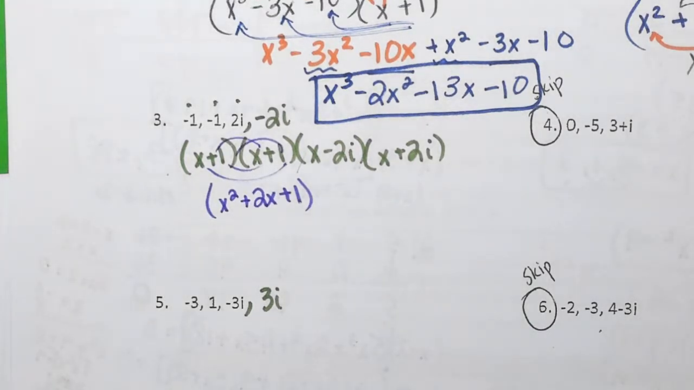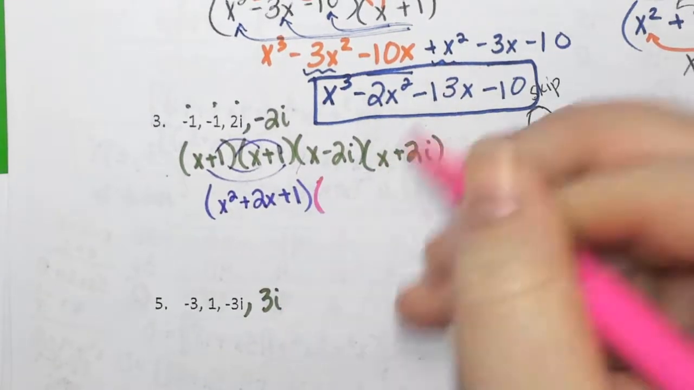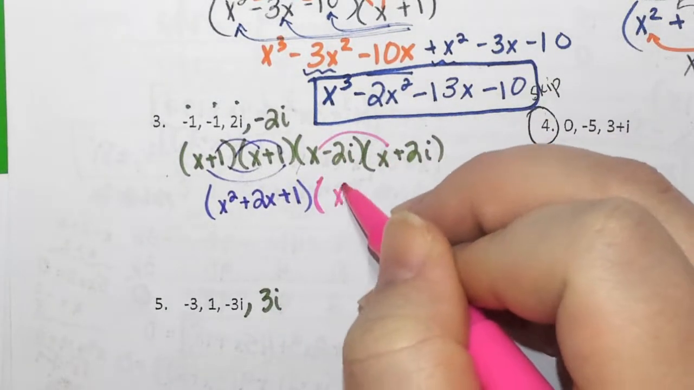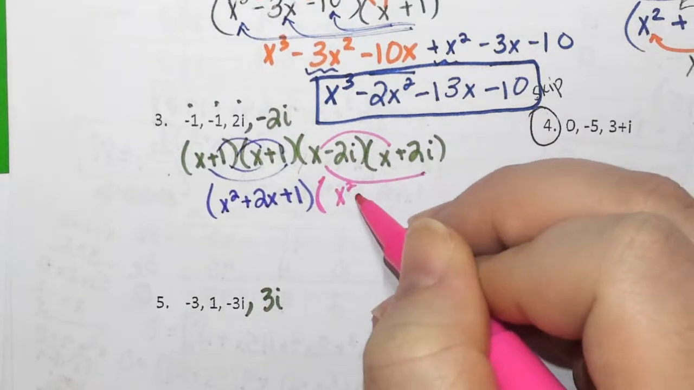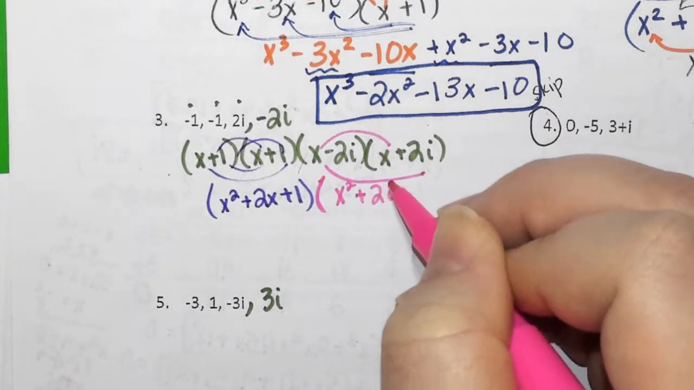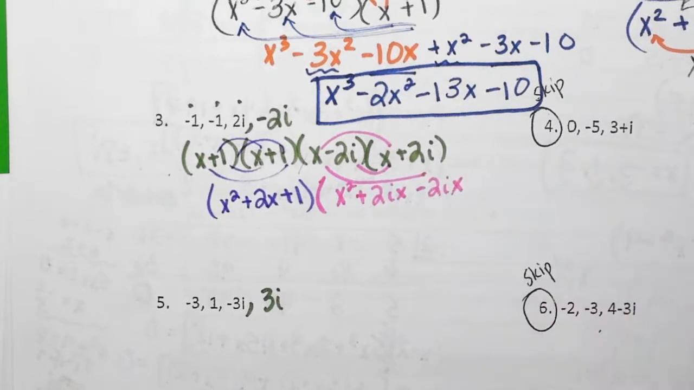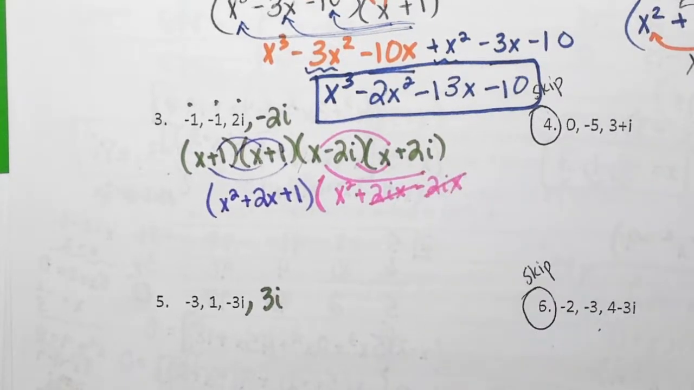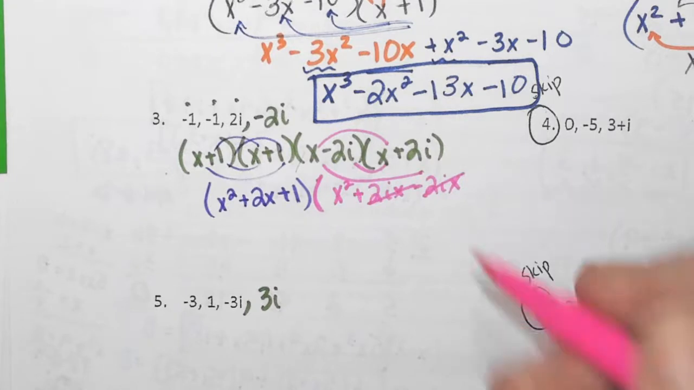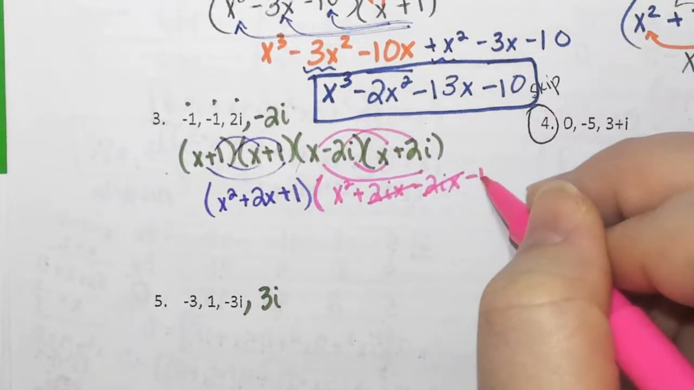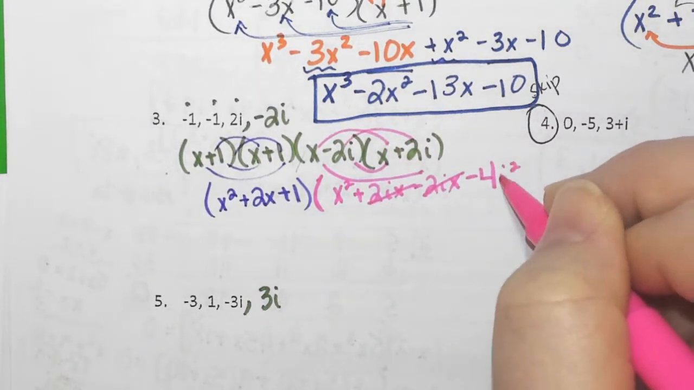If he FOILs the other guy, he'll get x squared plus 2ix minus 2ix. Yes, they did cancel out. Yay. And then last, minus, bless you, 4i squared. Bless you.